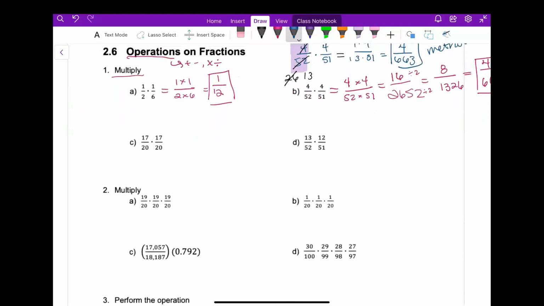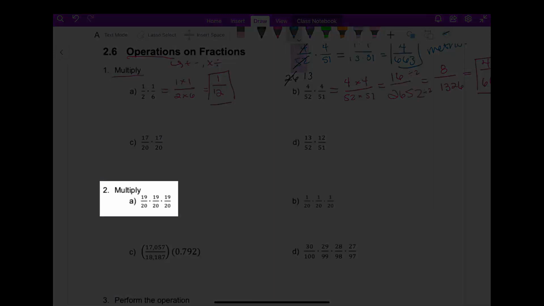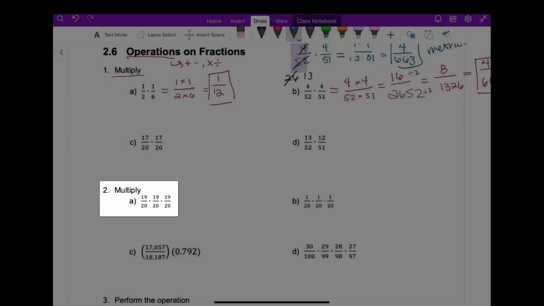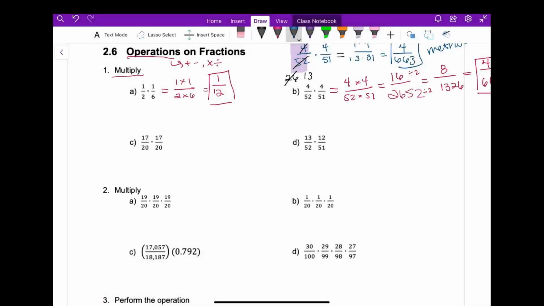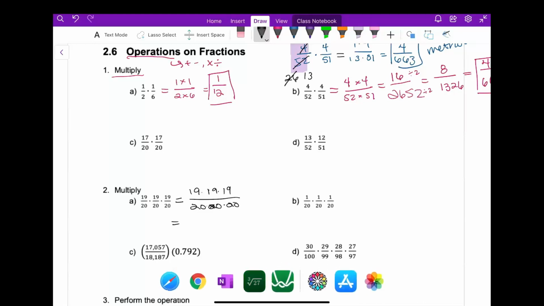Let's multiply 3 numbers. Let's take a look at 19 over 20 times 19 over 20 times 19 over 20. And all you have to do is focus on numerator times numerator, denominator times denominator. So we're going to have 19 times 19 times 19 all over 20 times 20 times 20. Huge number. I can already tell that I can't simplify a 19 and a 20, right? So I'm just going to leave it this way. Let's go ahead and use our calculator.